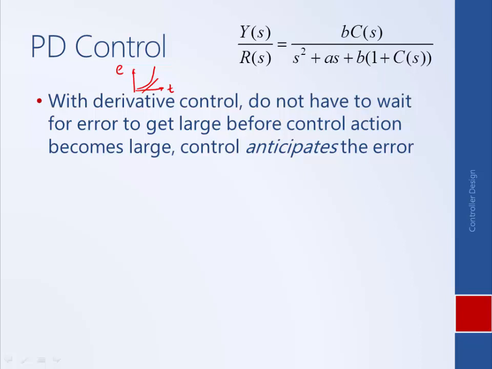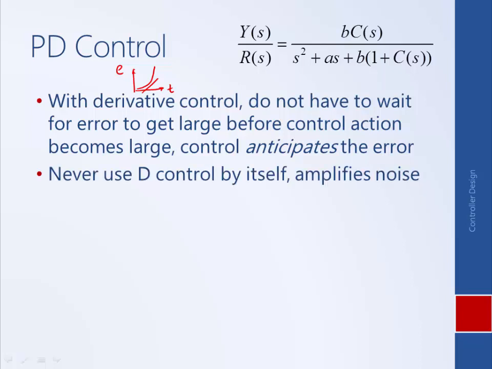And so this is quite a useful fact, and it in essence allows the system to have improved damping, because if the error is starting to take off, the control effort can work to combat it sort of early on.